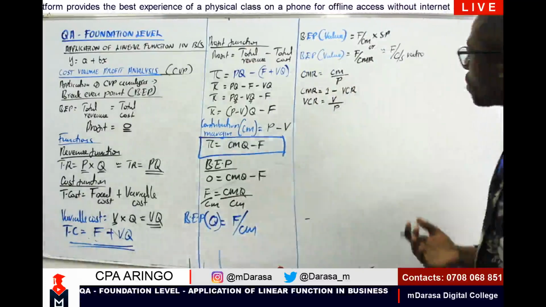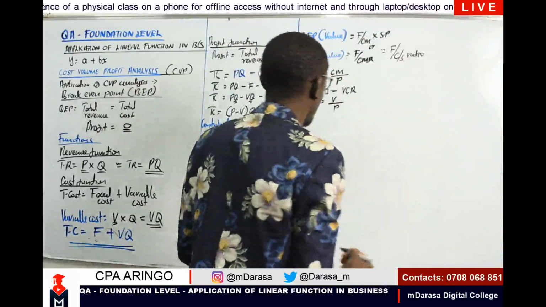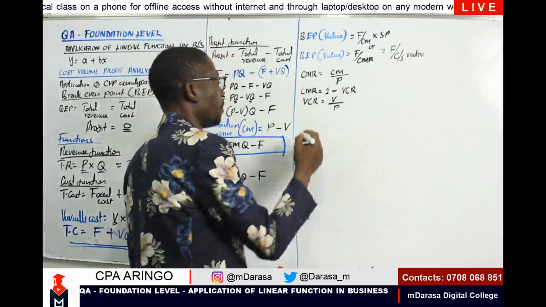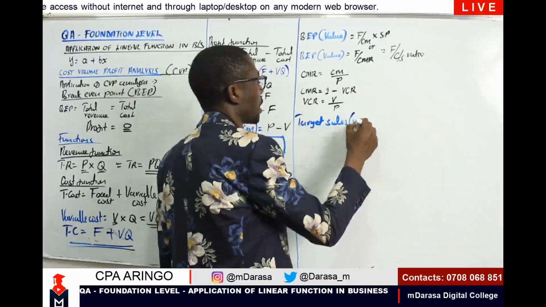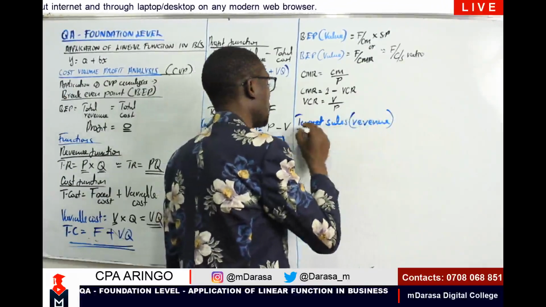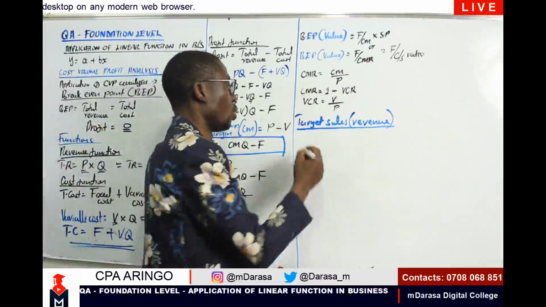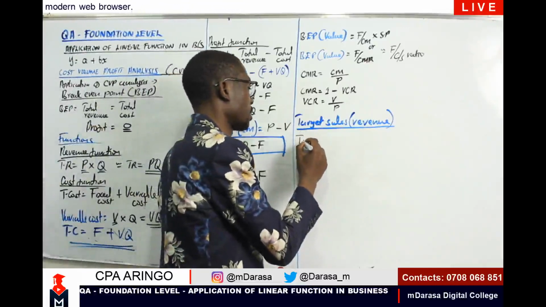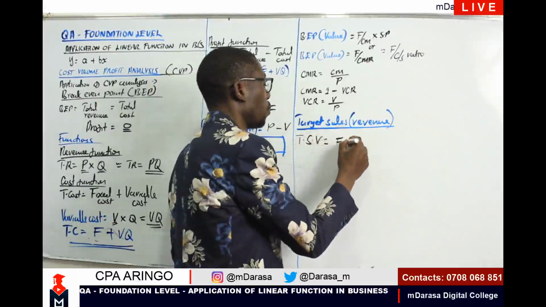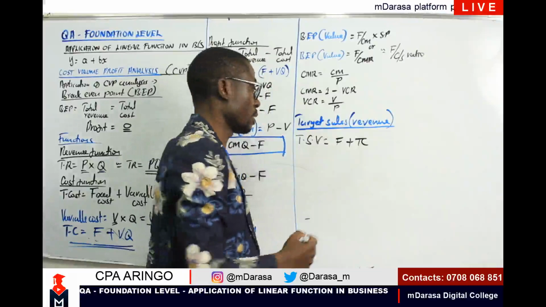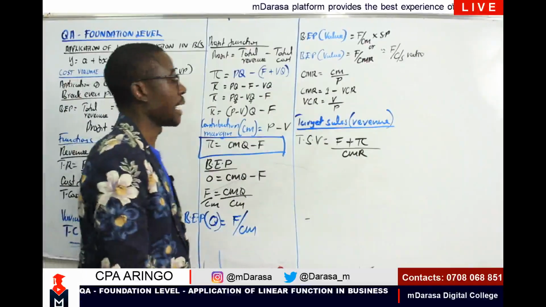Now, another equation that we must be very good at is when you are asked to determine the target sales, or target revenue. How will you determine your target revenue? That will be very easy. To determine our target sales in value, we take our fixed costs, add the target profit that you are given, and divide by CMR. That should give us our target sales in value.